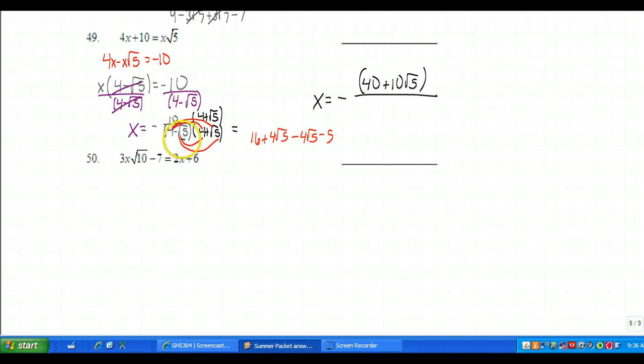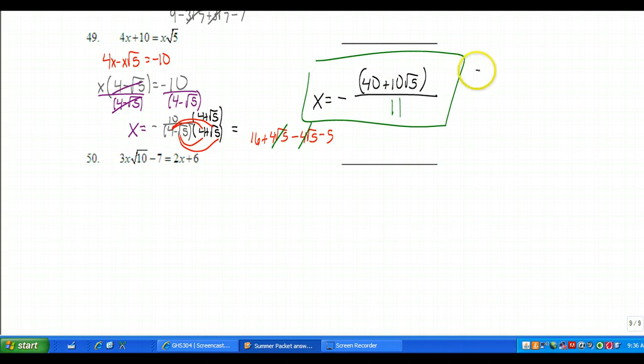When you multiply the square root of something by the same square root, it's just going to be that number that's on the inside. And the nice thing about conjugates is these middle terms should always cancel each other out. 16 minus 5 is 11. Unlike the last problem, there's nothing that all these coefficients have in common, so here is our answer. Another way you could write that one is negative 40 minus 10 root 5 over 11. It'd be the same thing.